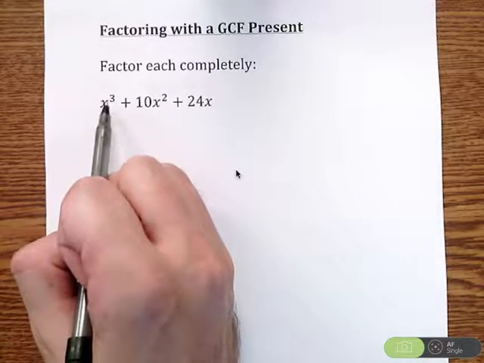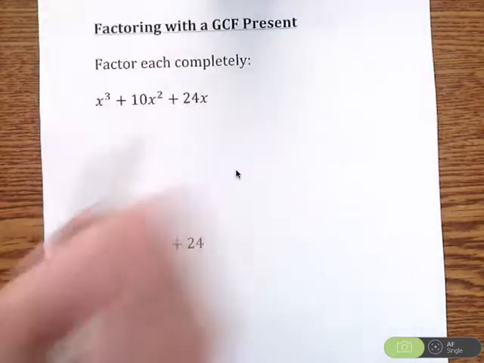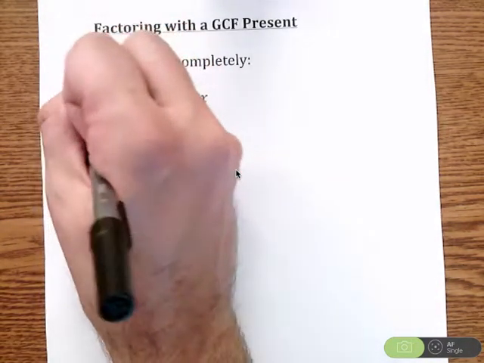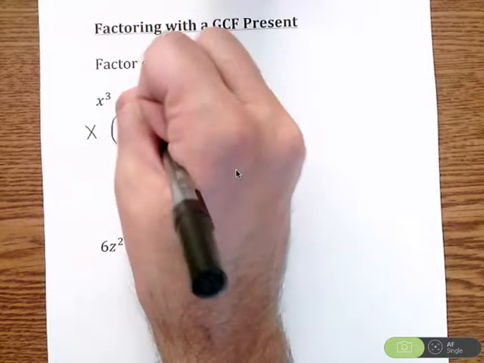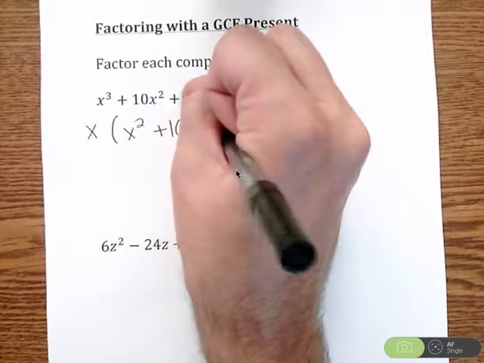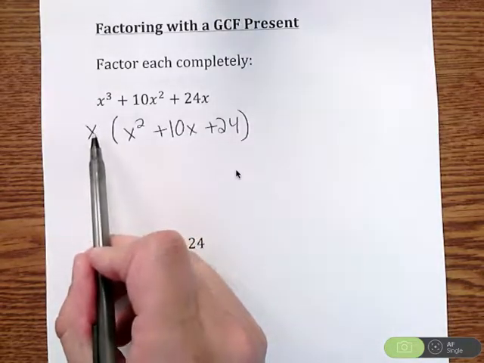If you look, this has an x cubed, that has an x squared, and that has an x. So we could factor out an x from all three pieces. If I take an x out, I have x squared plus 10x plus 24 left over. So my greatest common factor here was an x.